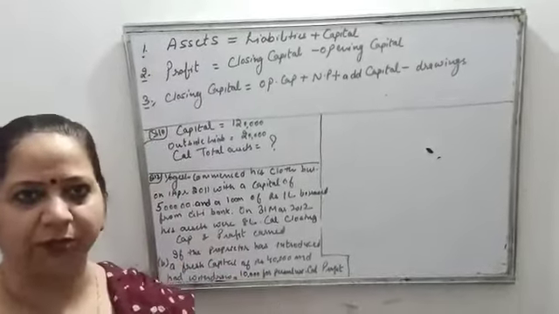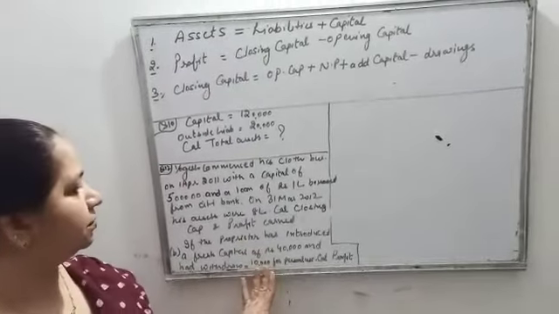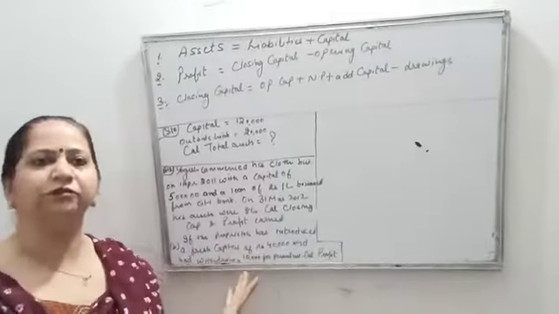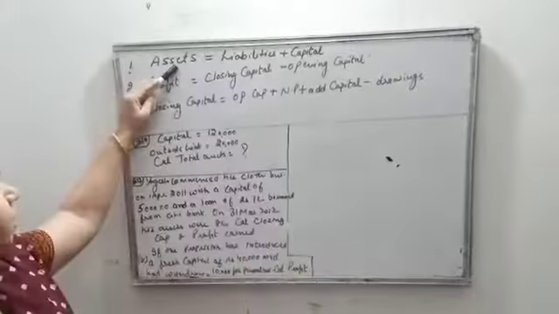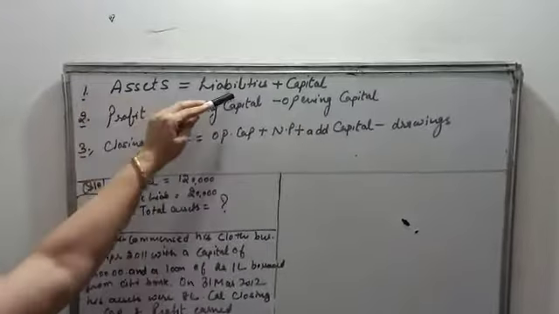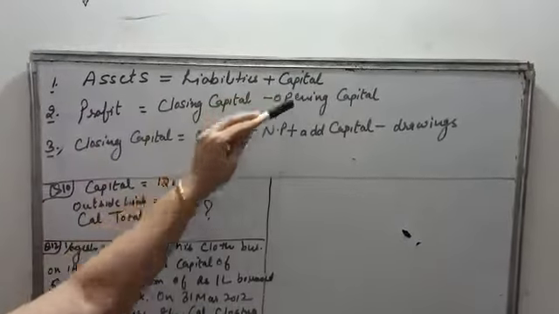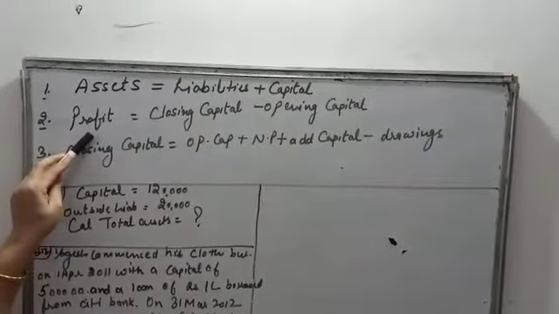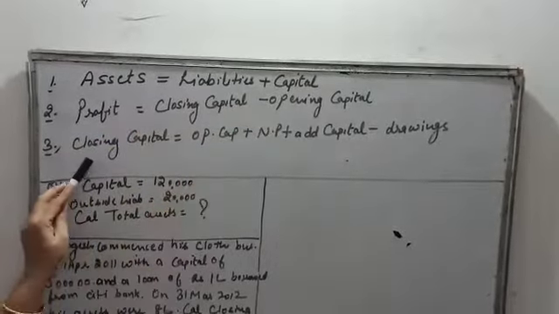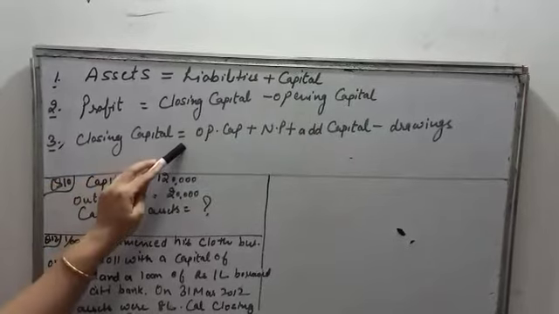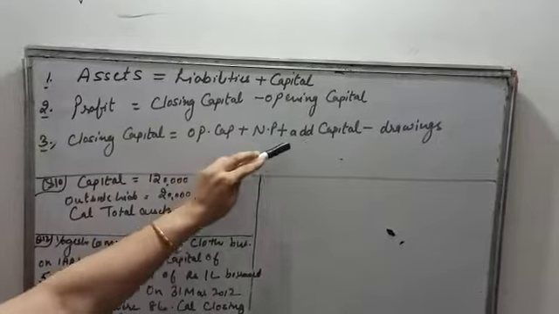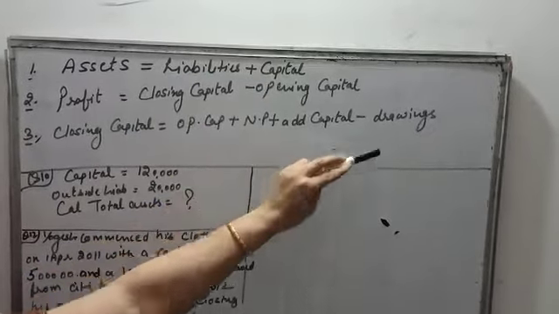Let's continue with our topic. Now the last topic of your chapter, accounting equation, I have written a few formulas. Just have a look. The first formula that we have discussed in our accounting equation: assets is equal to liability plus capital. The second formula is how to calculate profit: closing capital minus opening capital. And the third formula is how to calculate the closing capital: closing capital is equal to opening capital plus net profit plus additional capital minus drawings.